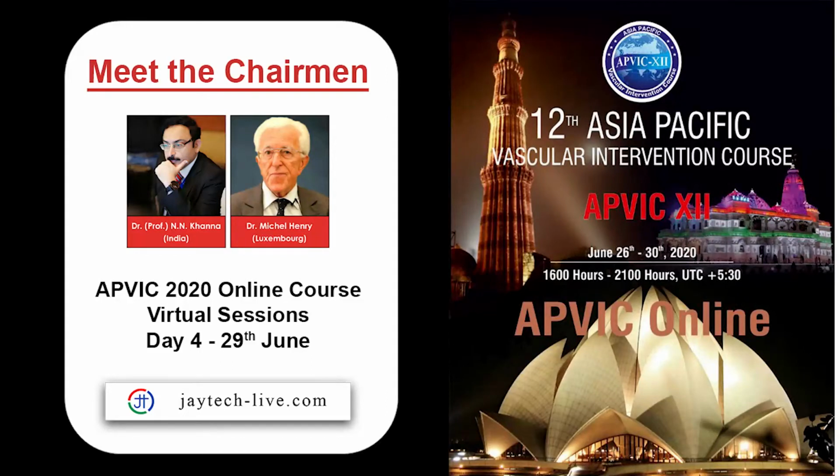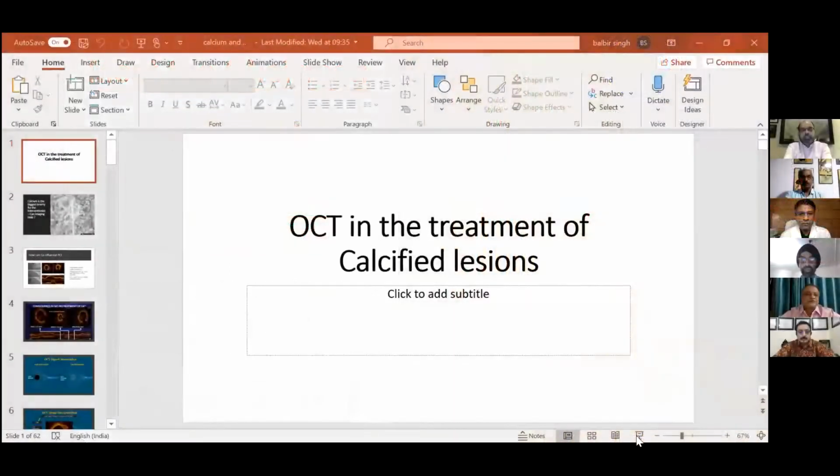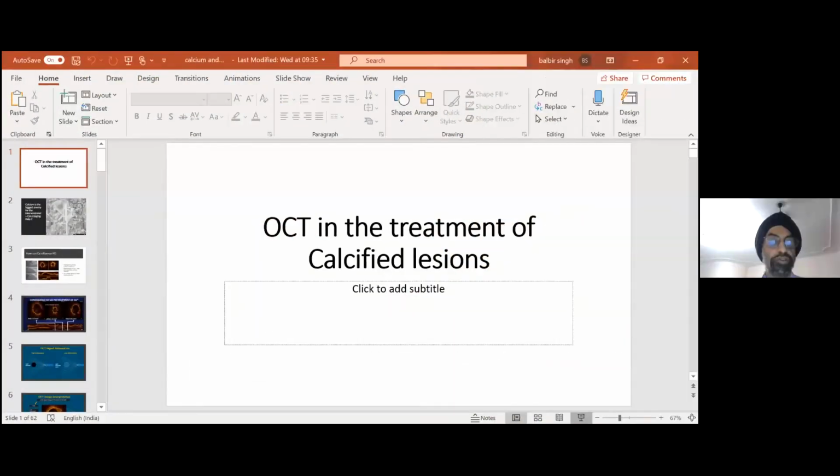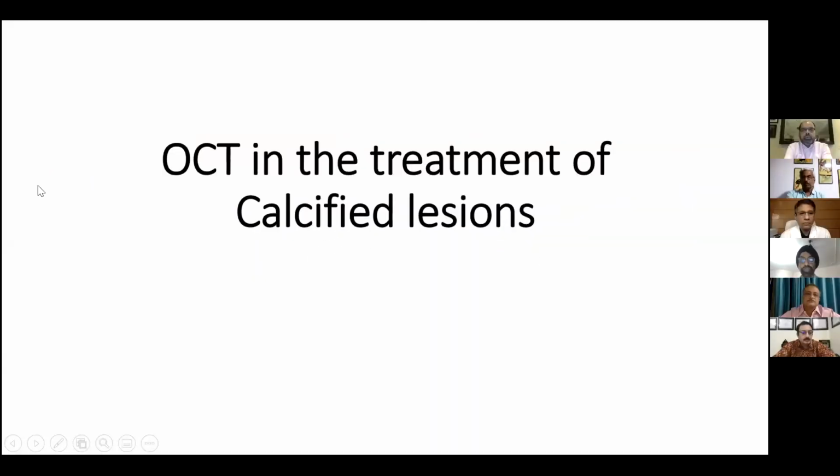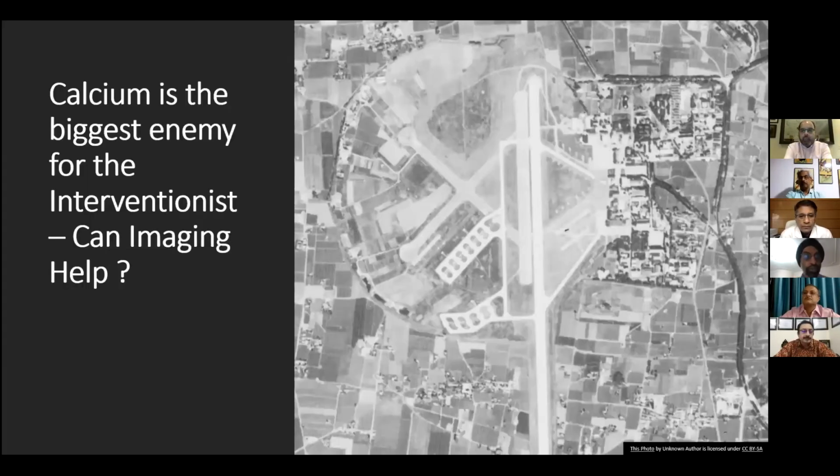So I'm going to speak on OCT in the treatment of calcified lesions. Nishit has set the platform and already told you that calcium is an important area and that OCT is much better than intravascular ultrasound. Calcium is the biggest enemy for Indian interventionists. We all know and understand it. Every problem is because of calcium.